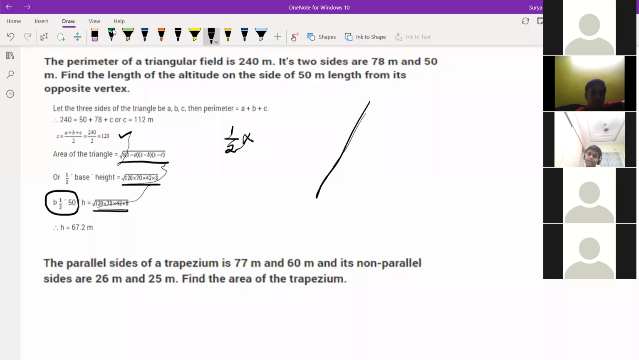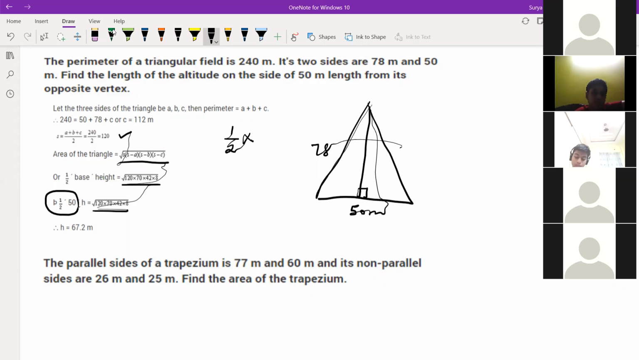See, the triangle is like this, okay? So find the length of altitude of the side 50 meter, from its opposite vertex. This is 50 meter, okay? And this length you should find. This height is there, this you should find. Okay, Saritvik. Okay, sir, understood. So here is the area, 78, and here is 50. Okay.